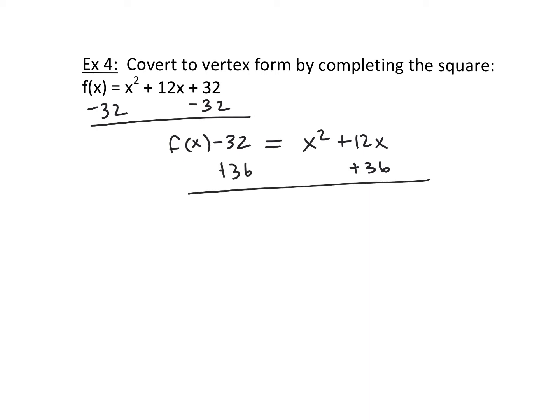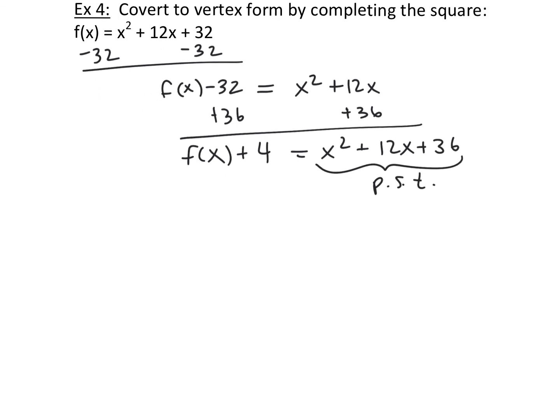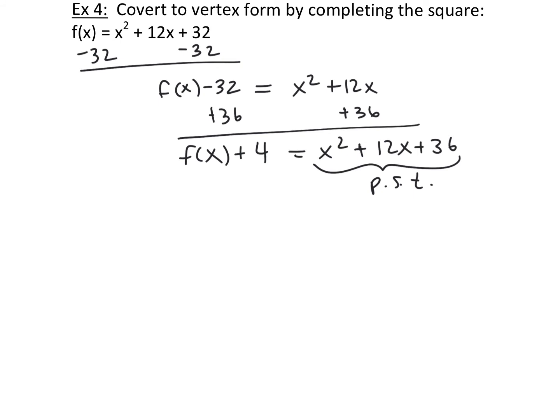I have to keep that f of x there. Y, or f of x, and then I have plus 4 equals x squared plus 12x plus 36. Again, this is now a perfect square trinomial. I'm going to rewrite it as a binomial squared, so that's going to be x plus 6 squared equals f of x plus 4. And all I have to do now is isolate y.